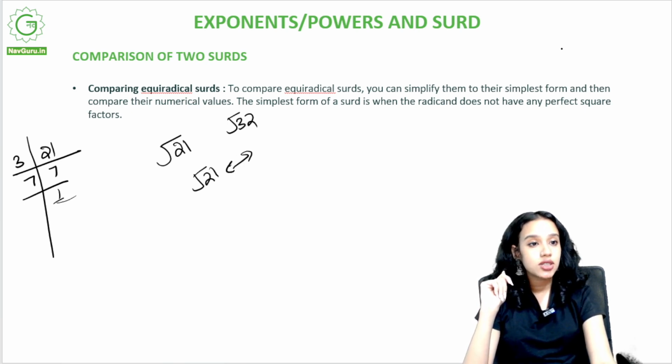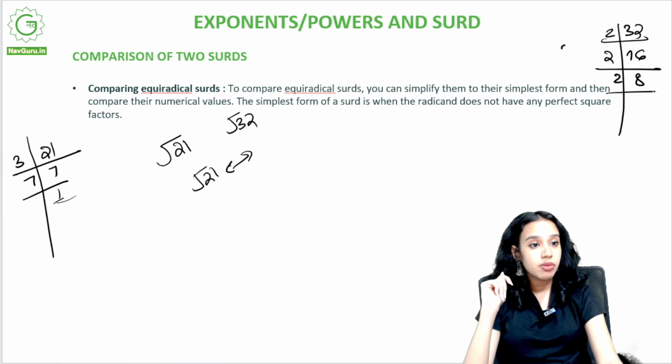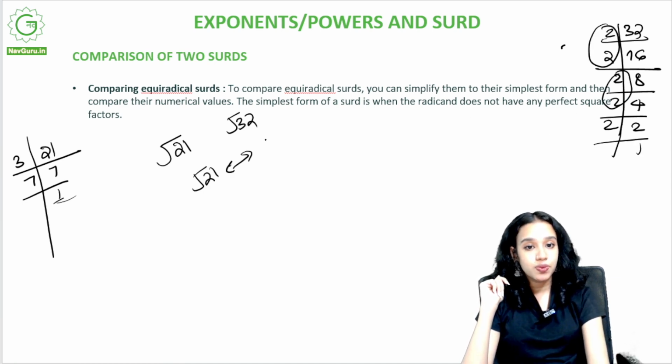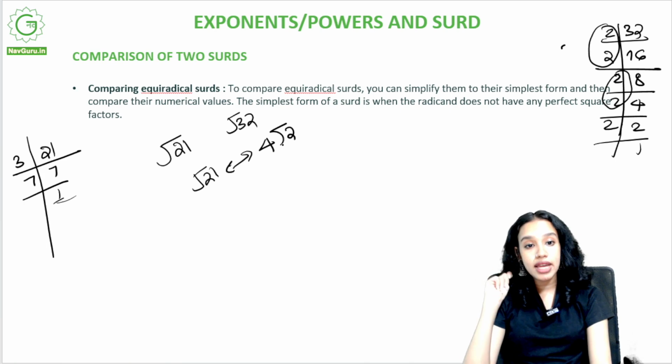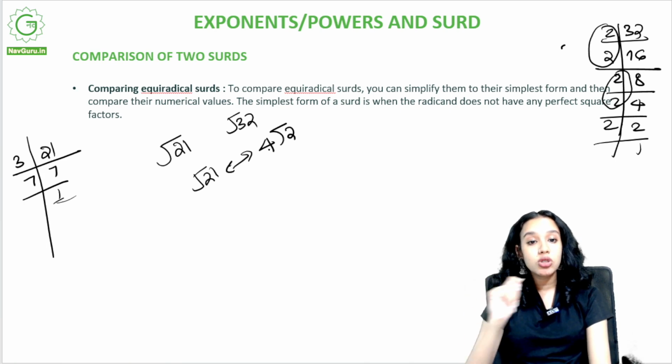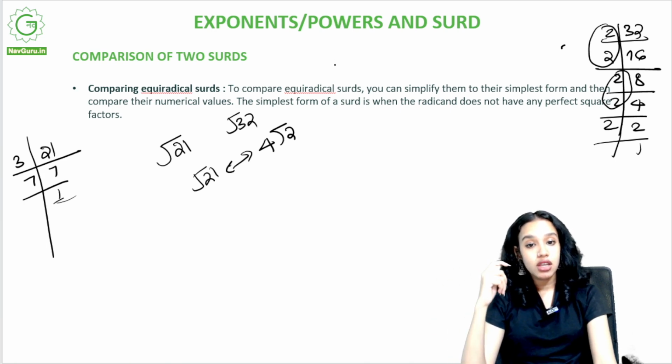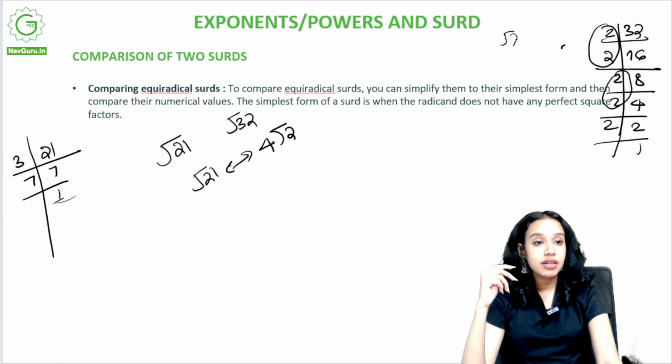Now what is root 32? 32 divided by 2 gives 16, again by 2 we have 8, again by 2 we have 4, again by 2 we have 2, again by 2 we have 1. So we have 2 times 2, which is 4, root 2, so it is 4 root 2, right? Now 4 times root 2. Where is root 2 lying?